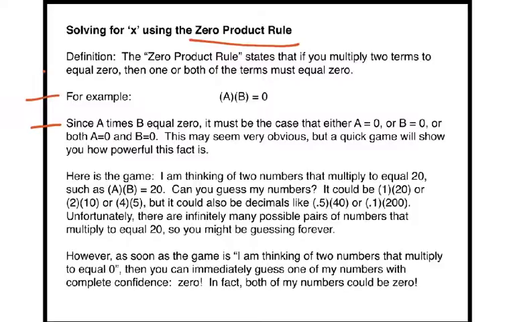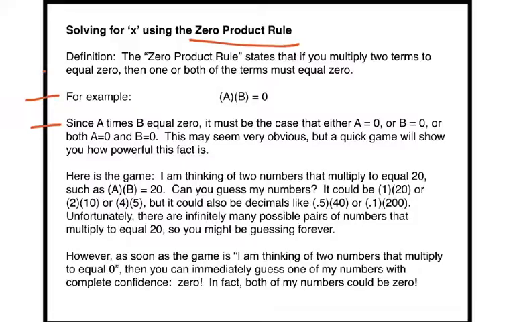This may seem very obvious, but a quick game will show how powerful this fact is. Here's the game. I am thinking of two numbers that multiply to equal 20, such as a times b equals 20. Can you guess my numbers? You shouldn't bet any money on it. It could be 1 times 20, or 2 times 10, or 4 times 5. But it could also be decimals, like 0.5 times 40, or 0.1 times 200. Unfortunately, there are infinitely many possible pairs of numbers that multiply to equal 20, so you might be guessing forever and lose all your money.